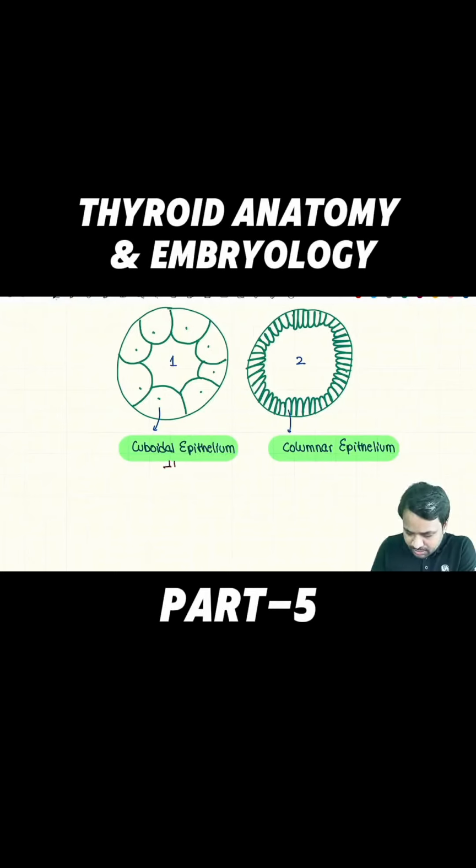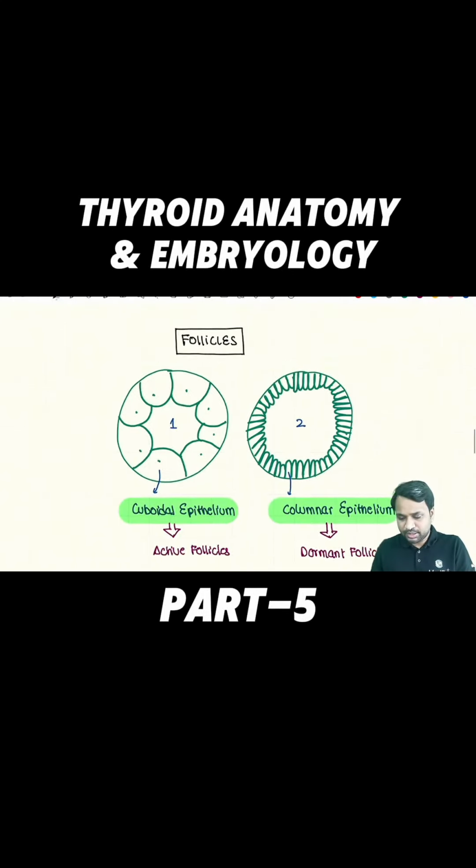Cuboidal epithelium is seen in active follicles, whereas the columnar ones are associated with the dormant follicles. That means they will not be able to secrete T3 and T4. As simple as that. Okay? So this is the basic objective behind the follicular orientation.